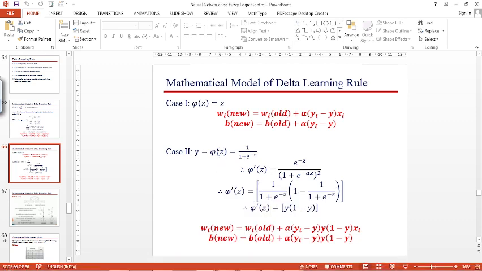Yes, let me show you this. Phi of Z is this, then phi dash of Z is equal to this one. But every time calculating this complex value is always difficult. That's why we are doing a small adjustment.